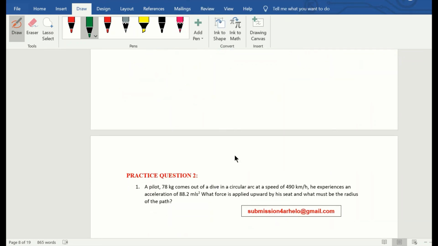So here is a practice question for you. Please do this question on your notes. Take a picture of it and send it to this email address, and I will give you feedback on whether you are correct or not.